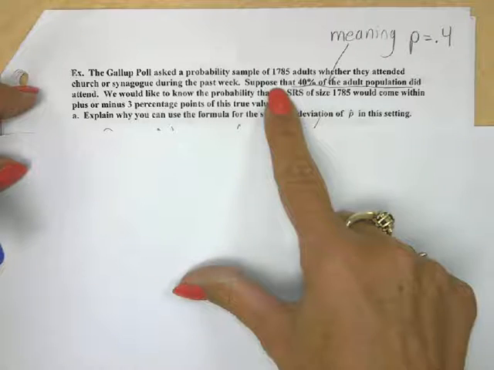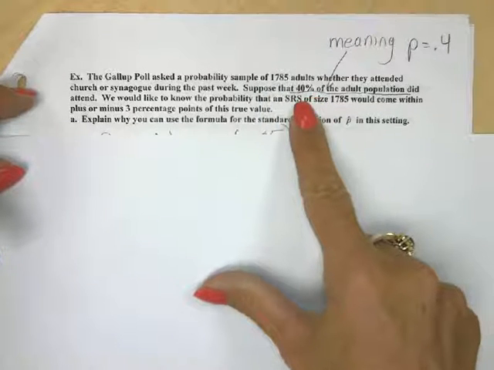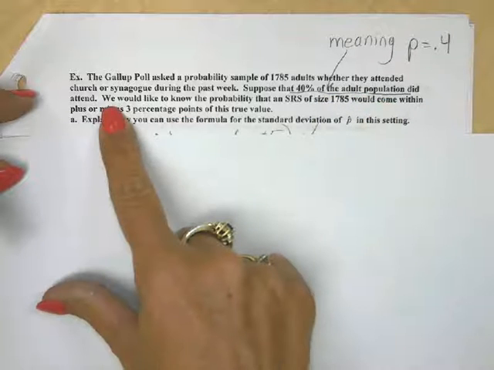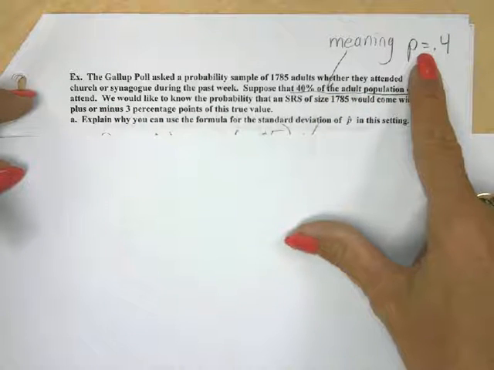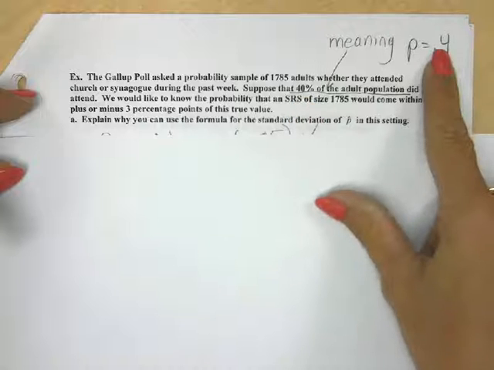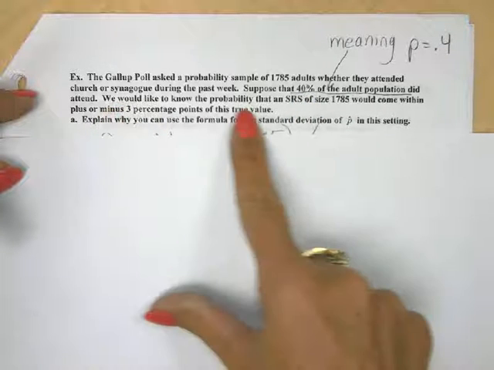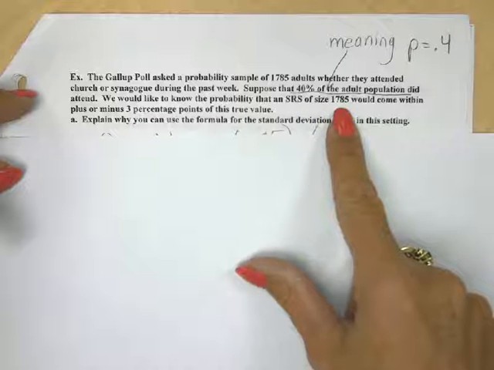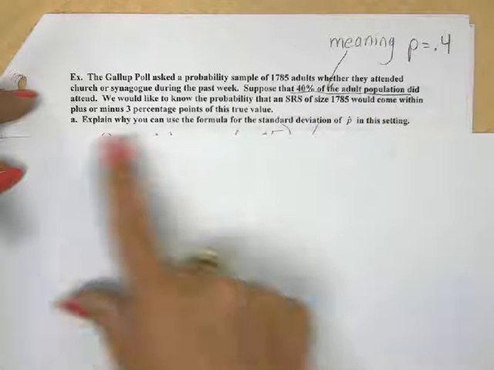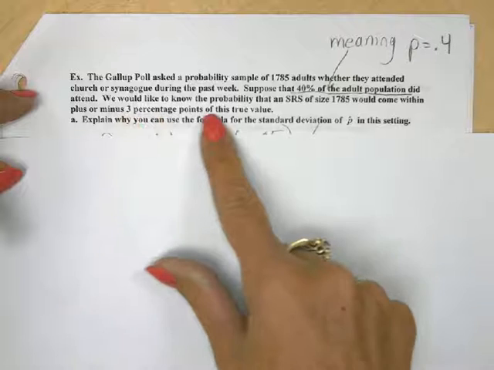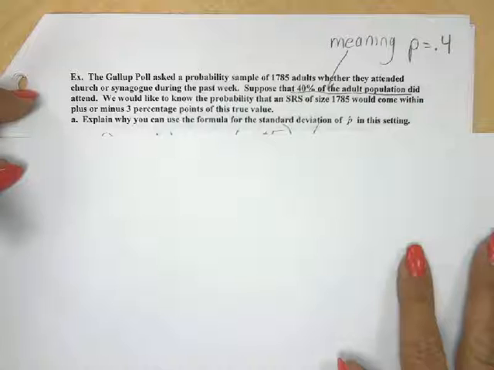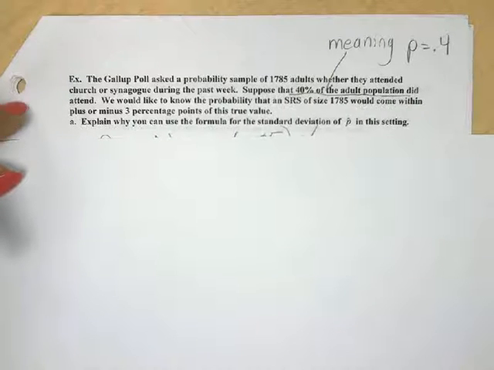Now, suppose that in reality 40% of the adult population did attend. Now, we actually don't know this. We're just saying suppose this is true. We would like to know the probability that a simple random sample of size 1,785 would come within plus or minus 3 percentage points of this true value. So let's break this question down and see what we're supposed to understand from this.